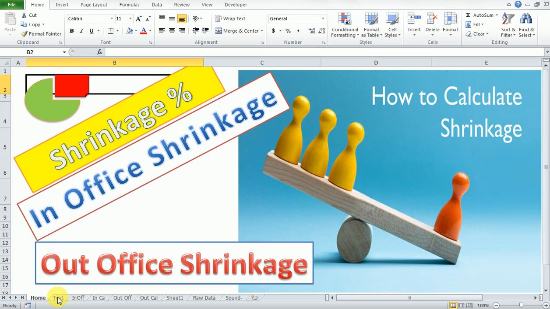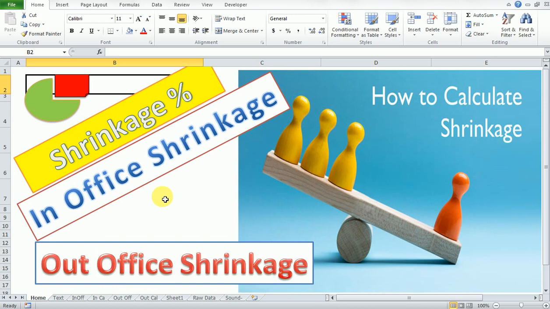So let's start, friends. The shrinkage: how to calculate shrinkage, what is shrinkage? So there are two types of shrinkage. First is called in-office shrinkage, another is out-office shrinkage.